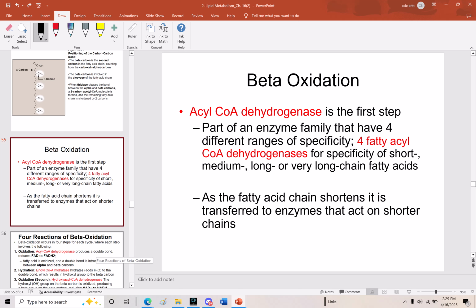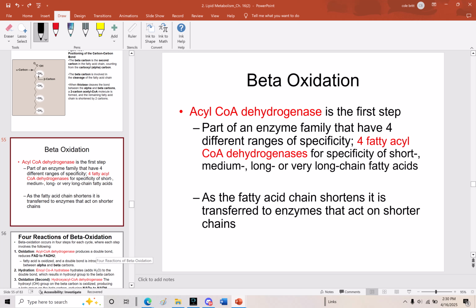And we actually have different types of acyl-CoA dehydrogenases: for the very long chain, the long chain, medium chain, and short chain. They all have their own acyl-CoA dehydrogenase. So when you start with a very long chain, let's say a 24 chain, and you split that down to like an 18 chain, it'll switch to the long chain acyl-CoA dehydrogenase. When you split off a few more carbons and get down to a 12 carbon, you switch over to a medium chain acyl-CoA dehydrogenase.